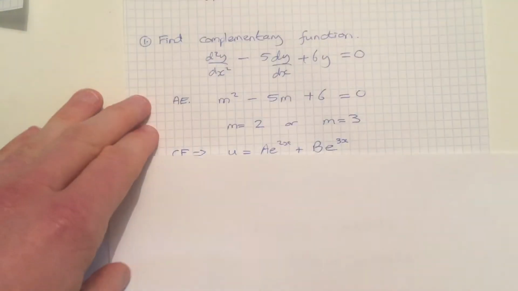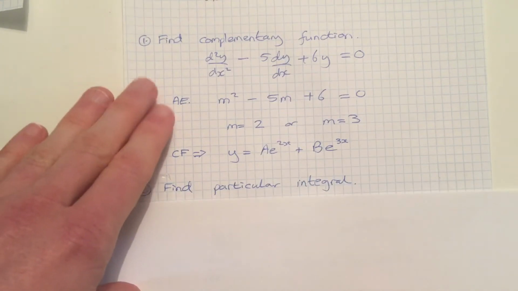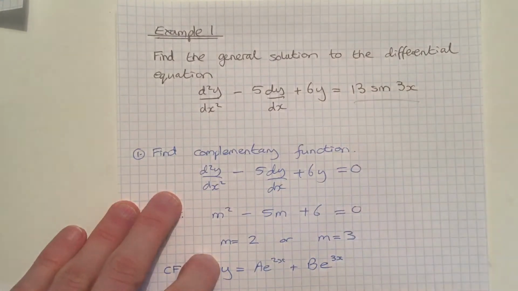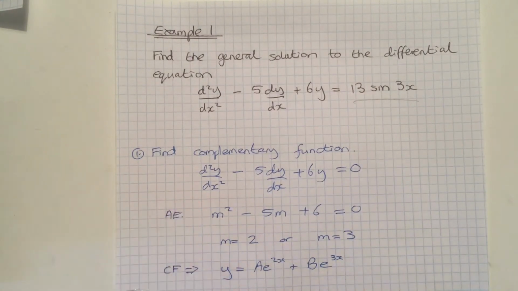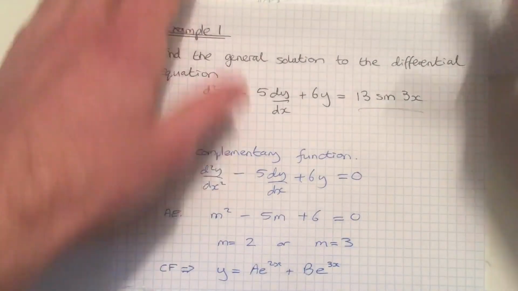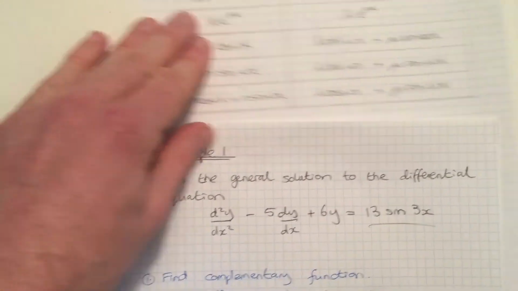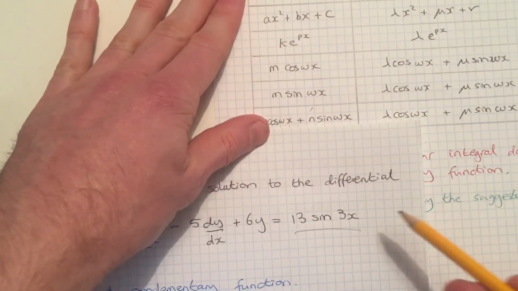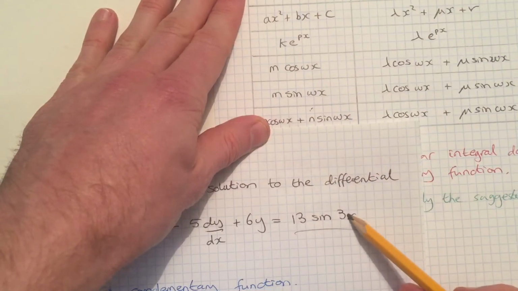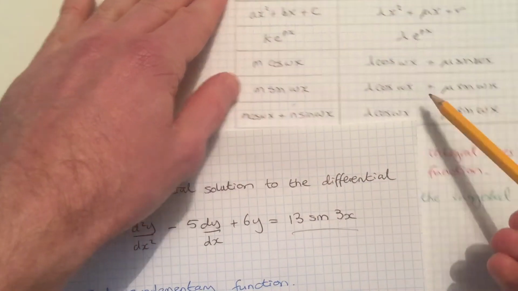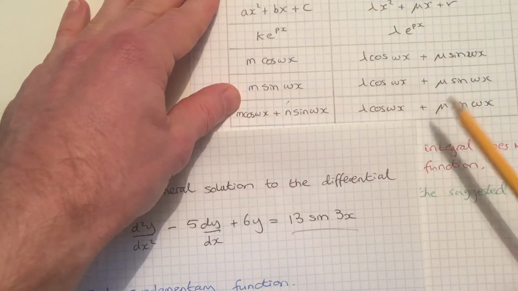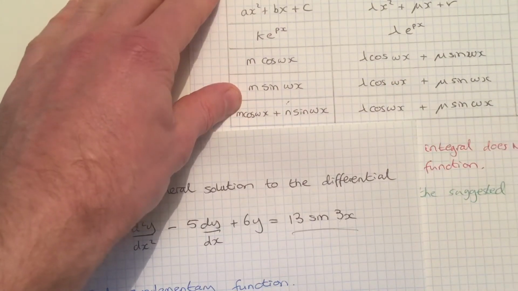Right, step 2, on to the new stuff. So we want to find the particular integral. Now, on the right hand side here, I've got a trigonometric function. I've got 13 sine 3x. So that's telling me that omega has to be 3. So my guess at the particular integral is going to be lambda cos 3x plus mu sine 3x.